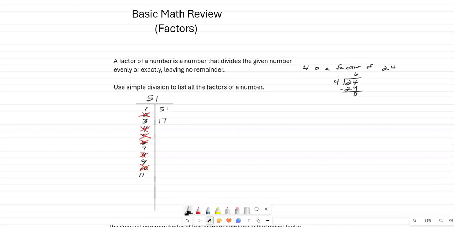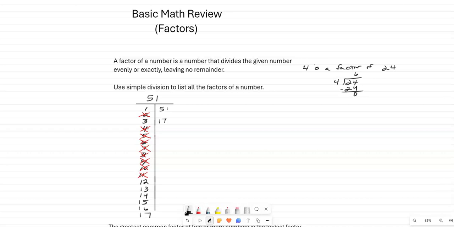And then that brings us to 51 divided by 7. And of course, 51 divided by 7 does not give us an exact number, and it doesn't divide evenly. So we cancel out the 7 as a factor. And 51 divided by 9 does not work, so we cancel out the 9, and then of course 51 divided by 11 does not work. Now, we didn't list 12, 13, 14, 15, 16, or 17, and here's why.